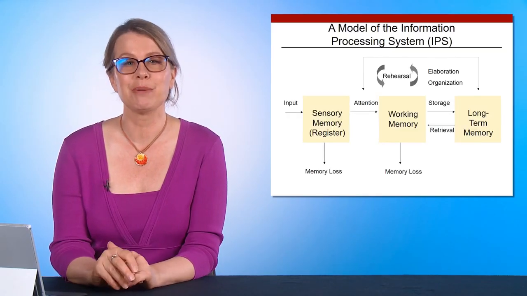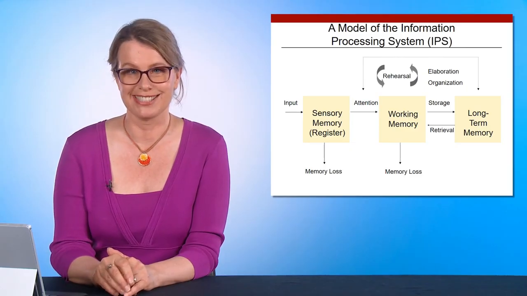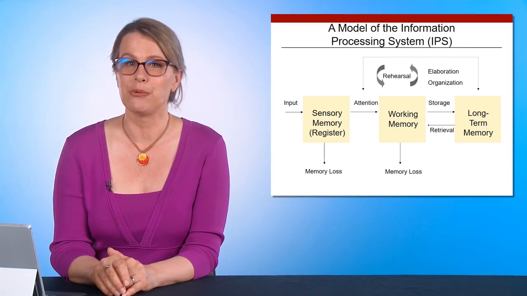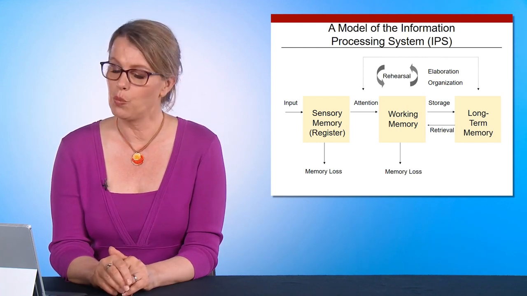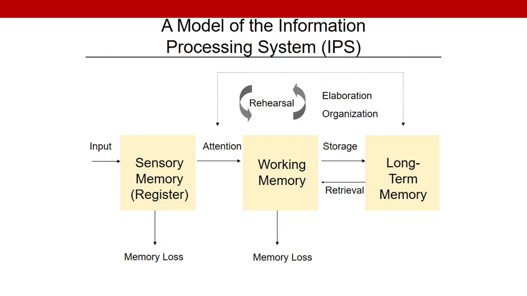This is a graphic representation of the information processing system. You see that there are three main units: sensory register or memory, working memory, and long-term memory. Needless to say, none of us has three boxes inside our heads. These boxes represent different functions of the human brain when it comes to information processing. It is also important to note that there is not one area of our brains that contains a specific memory store.